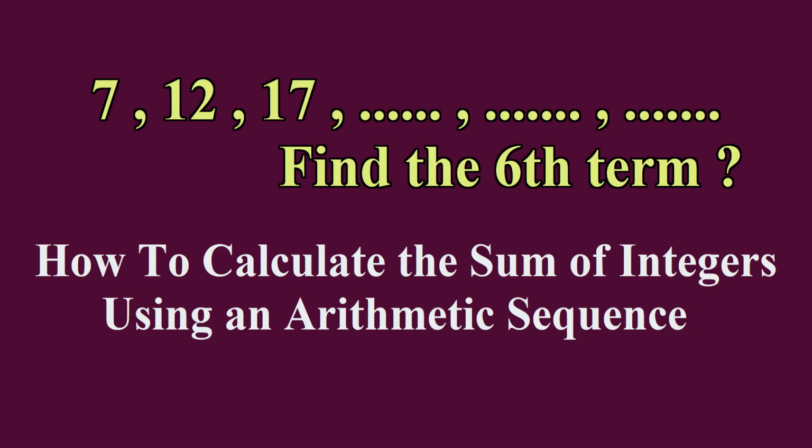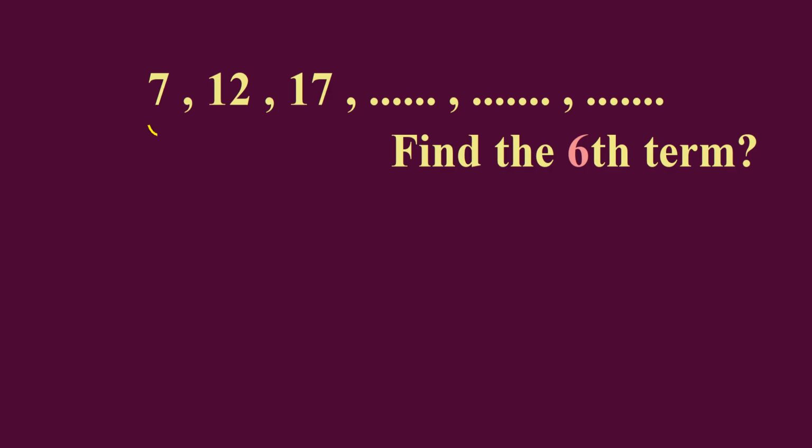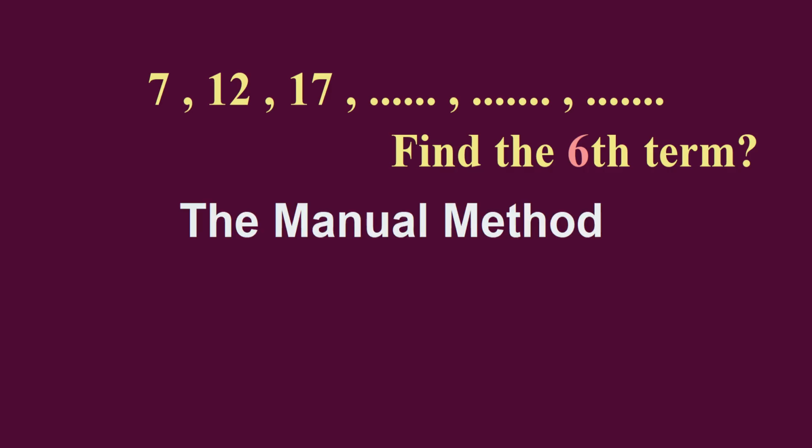In today's adventure, we have this sequence 7, 12, 17, and our goal is to get the sixth term. Today, I am showing you two methods to solve this problem. The first method is called the manual method. This method is perfect for short arithmetic sequences.